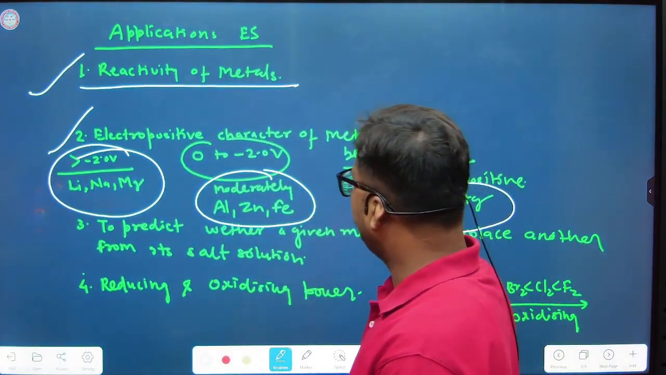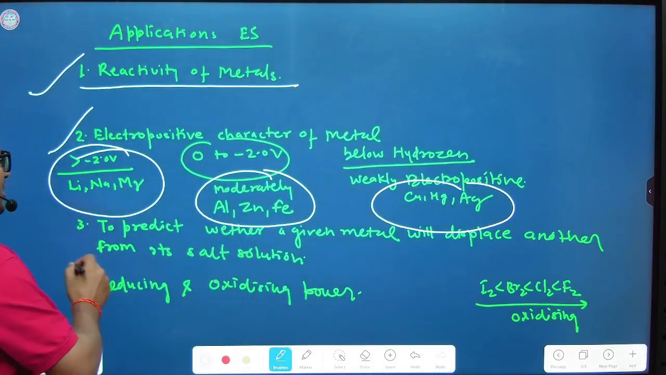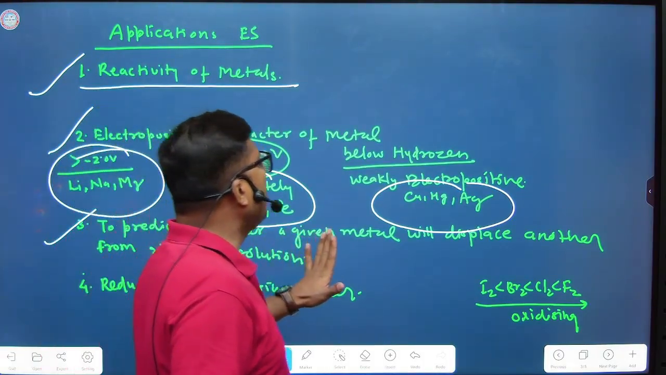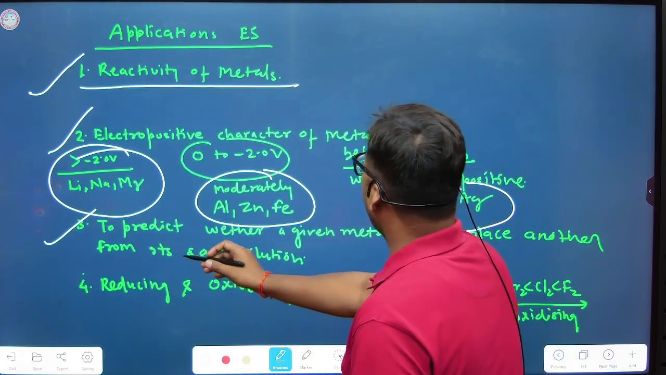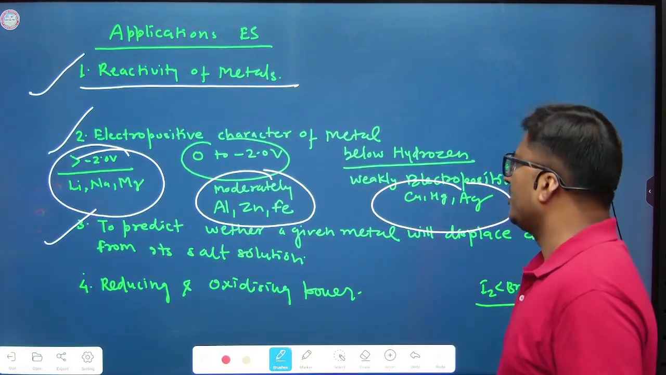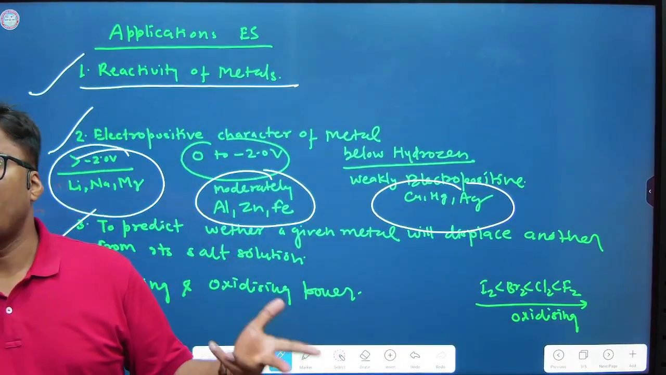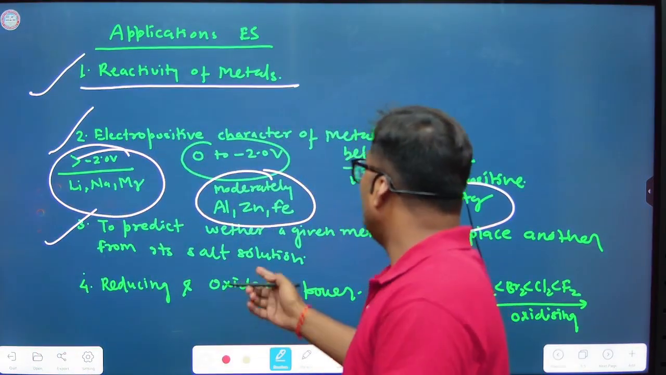So the electropositive character of the metals can be explained by the knowledge of standard reduction potential in the electrochemical series. Nice. Now the third application of this electrochemical series is to predict whether a given metal will displace another from its salt solution or not. That can be understood through the knowledge of standard cell potential.